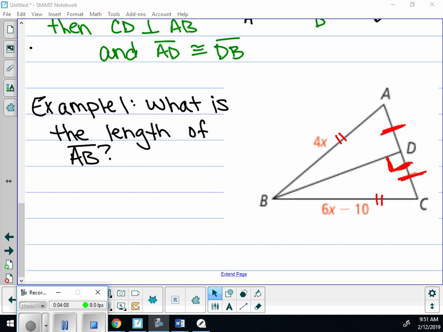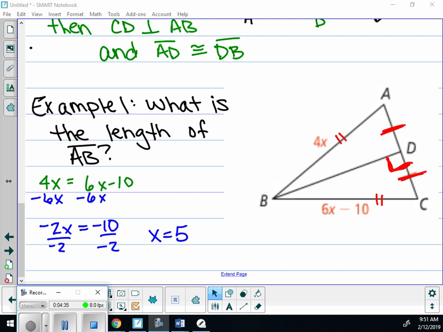So the way that we are going to solve this problem is set 4x equal to 6x minus 10. To solve that equation, I would subtract 6x from each side. So negative 2x equals negative 10. Divide by negative 2, x equals 5. Now, the question is, what is the length of line segment AB? So I have to look at what that is. Plug in my x equals 5. So my answer would be 20.